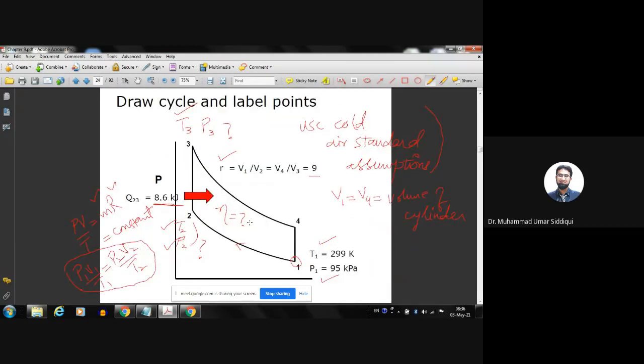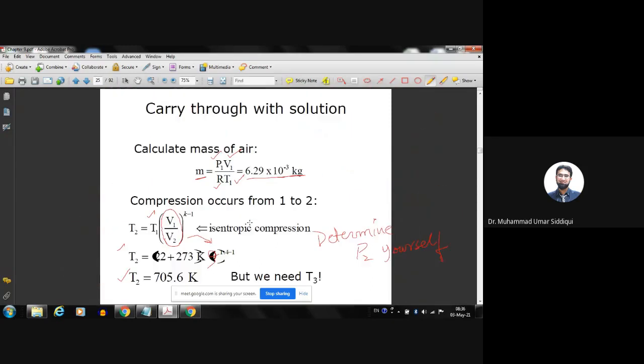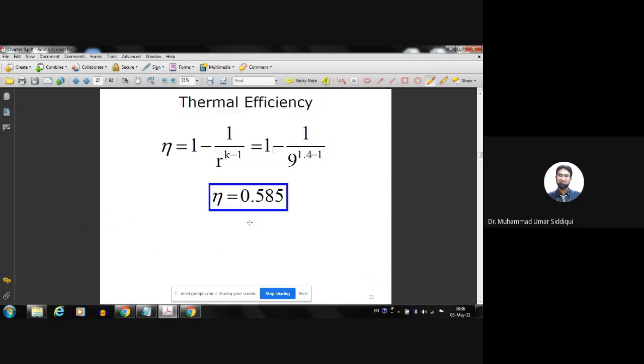The next thing is that you need to determine the thermal efficiency. Because it is the cold air standard assumption, we can directly use the formula for the case of the Otto cycle. When we know the compression ratio, we can determine the thermal efficiency. Remember, you can use this formula only when you have the cold air standard assumption, or it is said to use the approximate analysis, or it is said in the problem to use the constant specific heat values. But for exact analysis, this approach cannot be used. So this is okay here because we are using the cold air standard assumption.